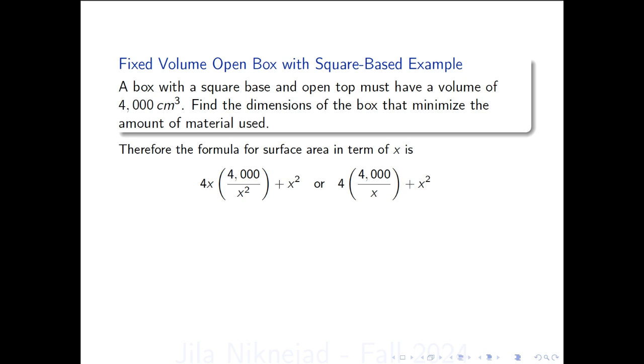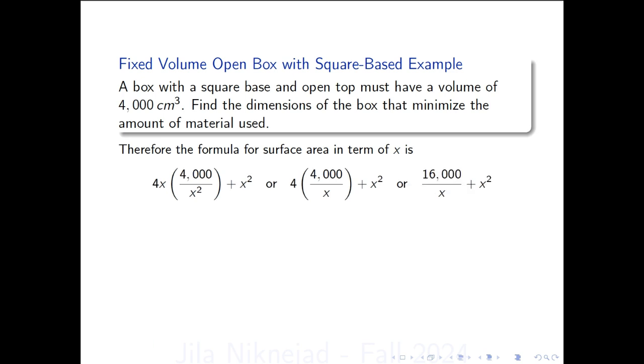After simplifying this formula, x in the numerator and x in the denominator in the first term simplifies, and you end up with 4 times 4,000 divided by x plus x squared, or 16,000 divided by x plus x squared.